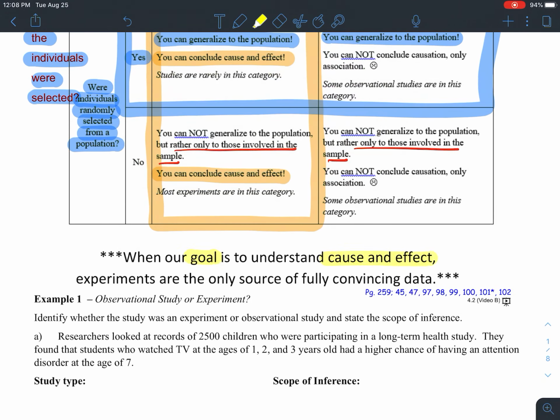But we want to just keep in mind that if the goal is to conclude cause and effect, it has to be an experiment. And that means you have to be randomly assigning treatments. People should not get to choose which treatment group they're participating in.